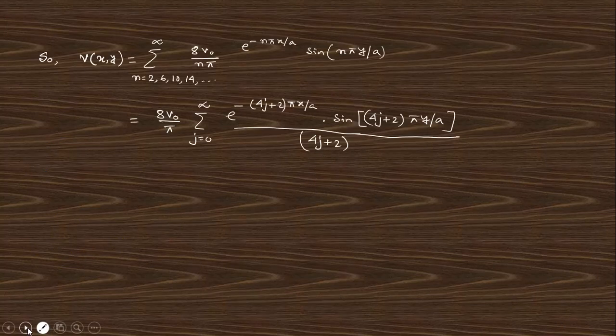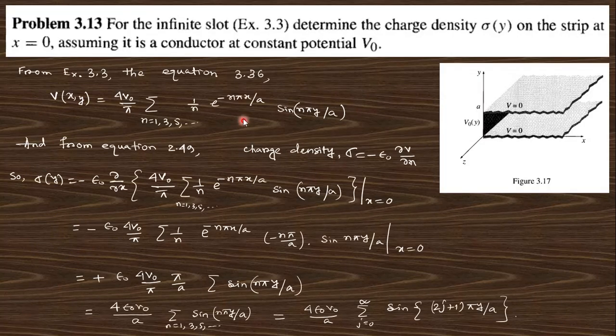So we go to the next question, 3.13, which says the infinite slot, these two are infinite slot, determine the charge density on the strip at x equals 0, assuming the conductor is at constant potential. So this is the expression of this potential, and from equation 2.9 the charge density will be like that. So the charge density can be found out, this is normal, so the normal is along the x direction.